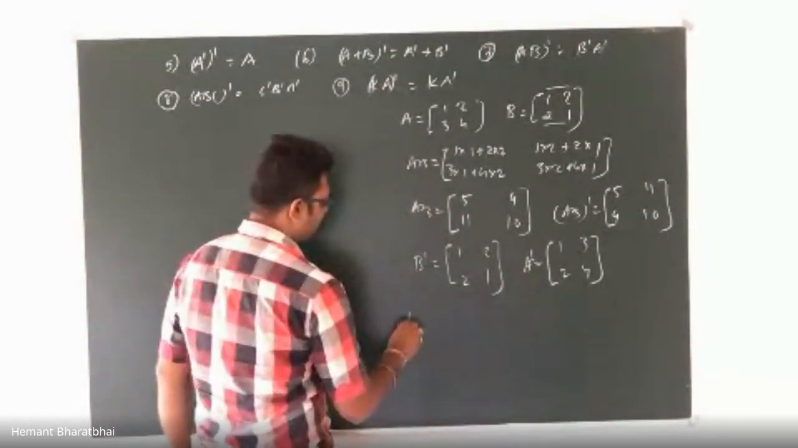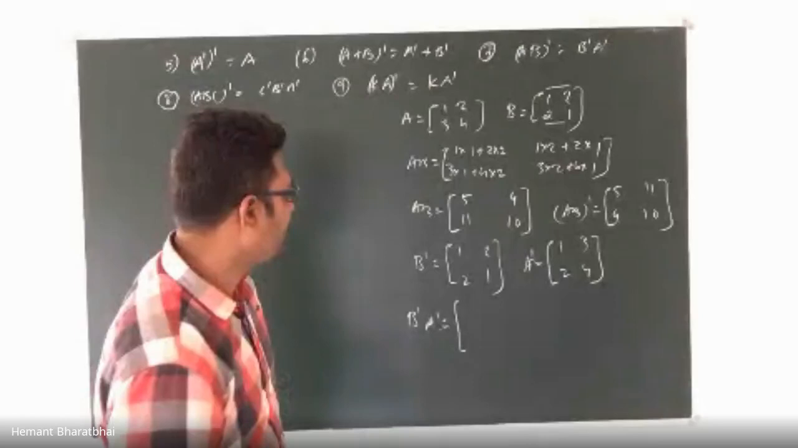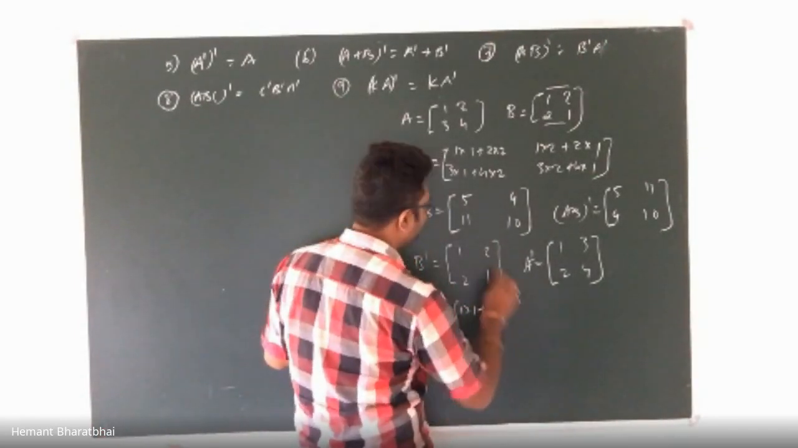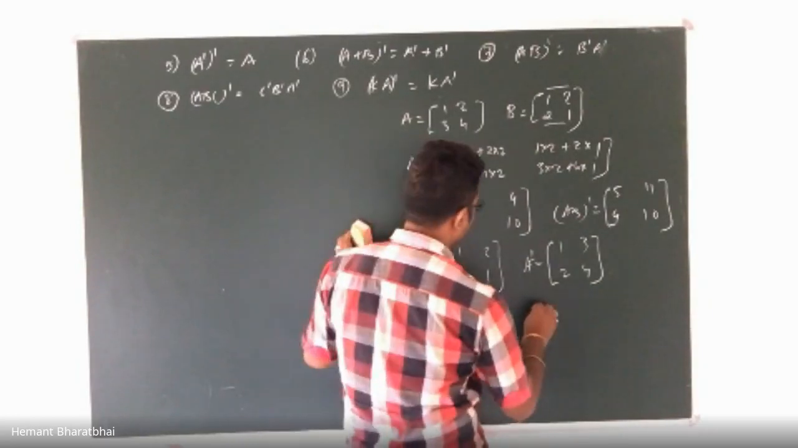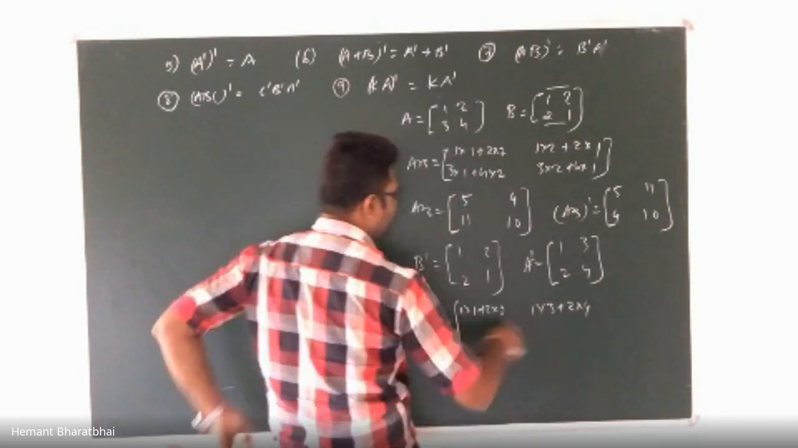So let's do B transpose. So first row into first column. Are you guys able to see the board? Okay. So first row into first column, so 1 into 1 plus 2 into 2. Then first row into second column, so 1 into 3 plus 2 into 3. Then second column.